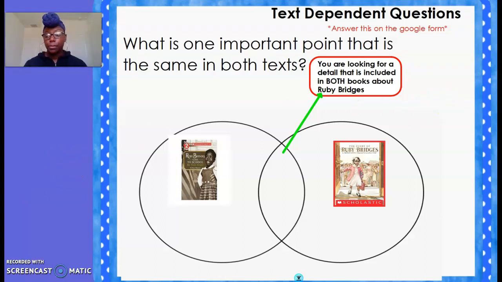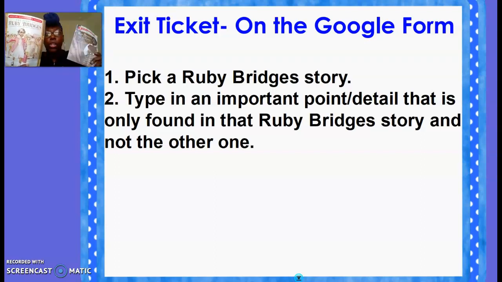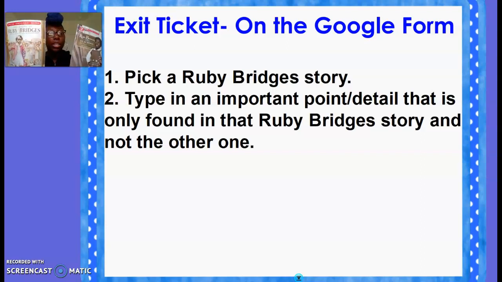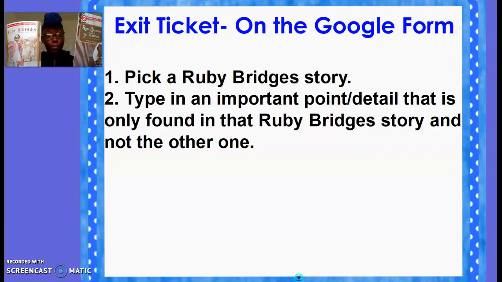Then, for your exit ticket on the Google form, you are going to pick one Ruby Bridges story. You're going to pick this one or you're going to pick this one. And on the Google form, there is a question that says, which Ruby Bridges story did you pick? You're picking this one or you're picking this one. Not both, one or the other.